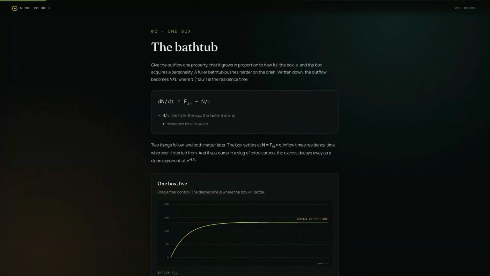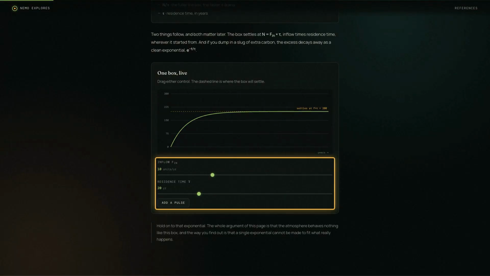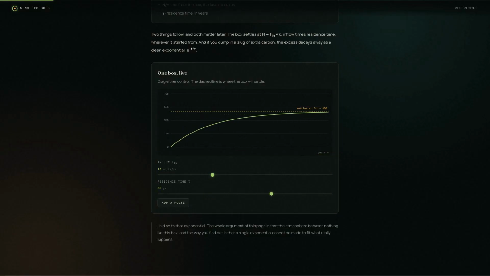Now give the outflow a single property. It grows in proportion to how full the box is. A fuller bathtub pushes harder on the drain. That one change gives the box a personality and a number, the residence time. Turn it up, and the box takes longer to respond and settles higher.